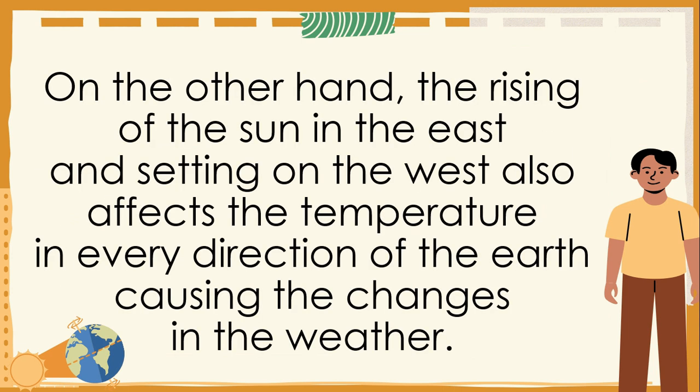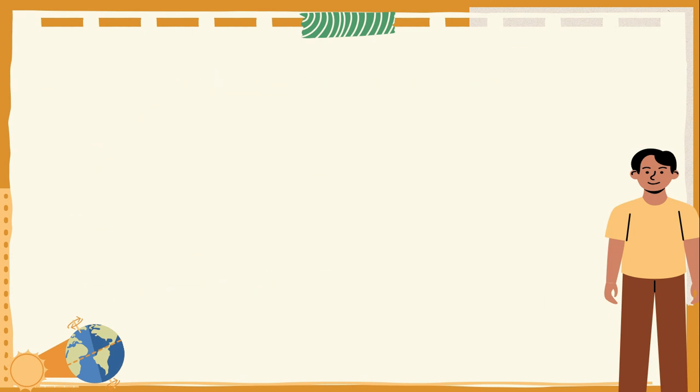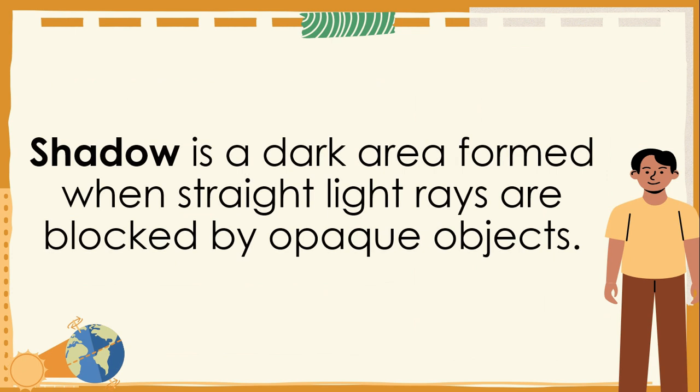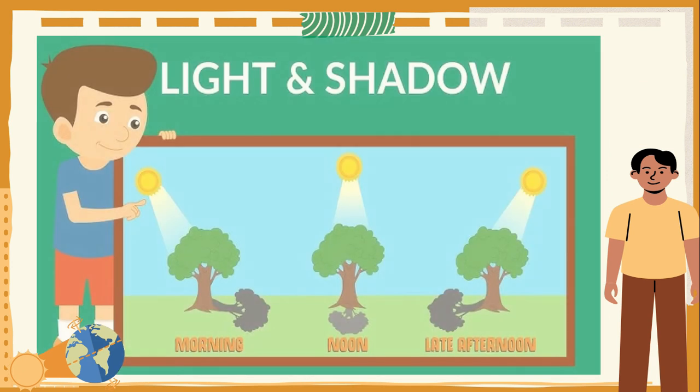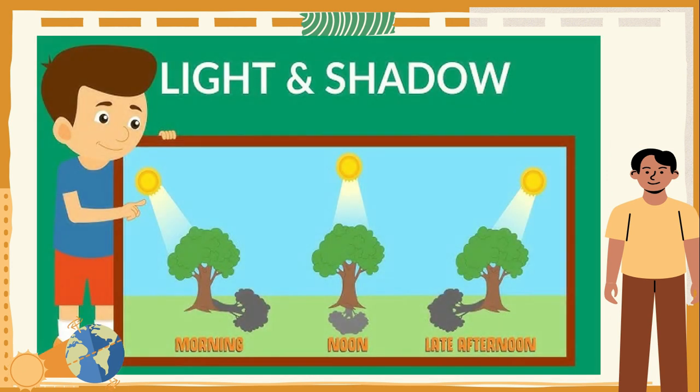On the other hand, the rising of the sun in the east and setting on the west also affects the temperature in every direction of the earth, causing the changes in the weather. Shadow is a dark area formed when straight light rays are blocked by opaque objects. Let's take a look at the illustration of light and shadow in the morning, noon, and late afternoon.